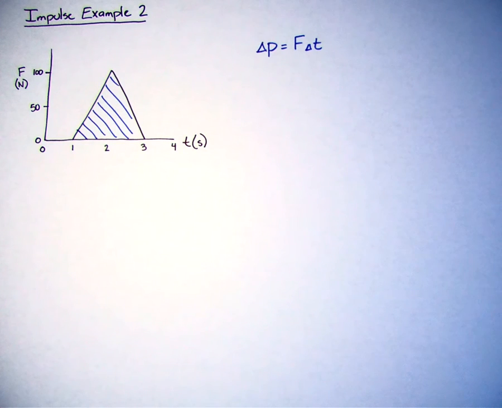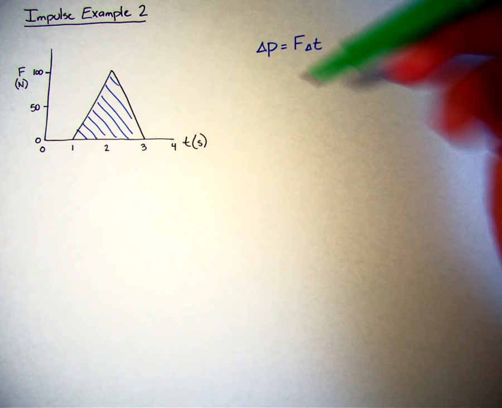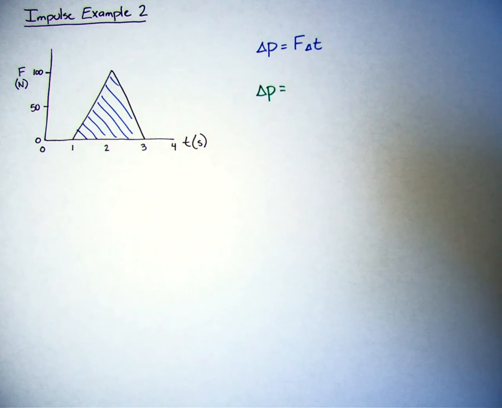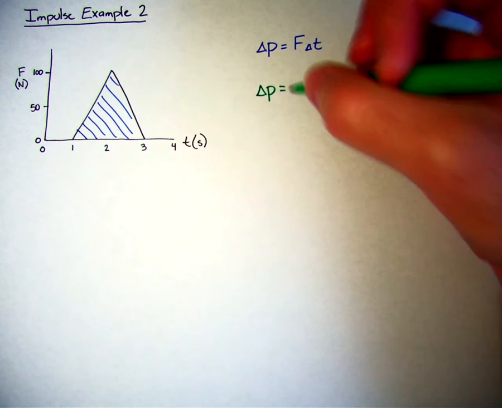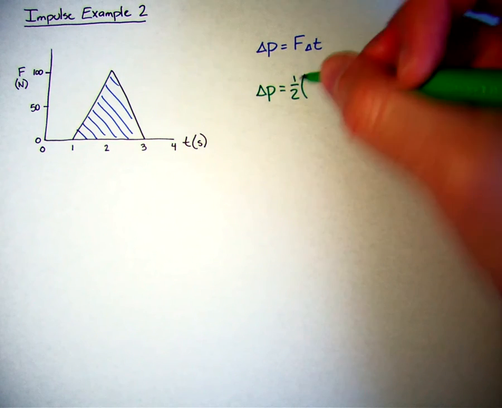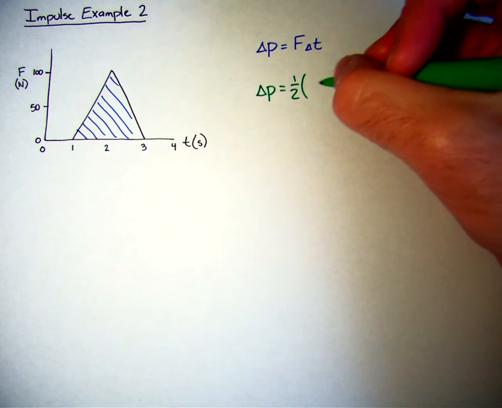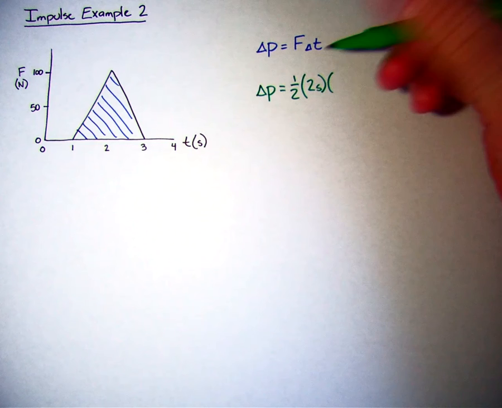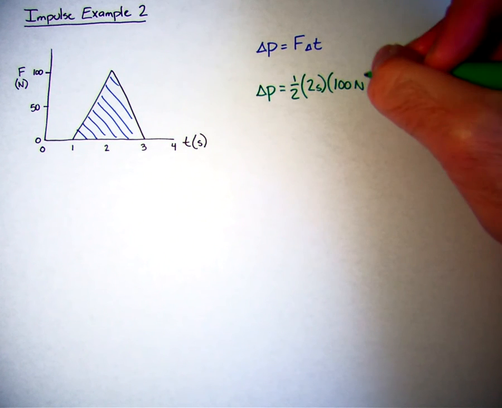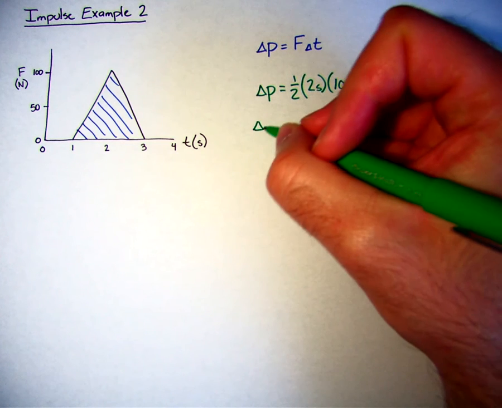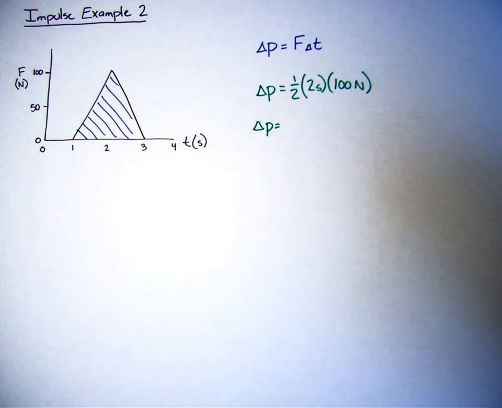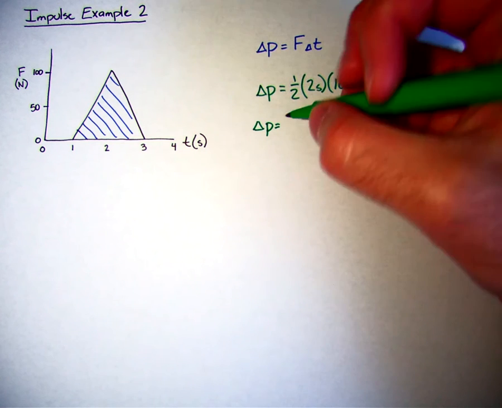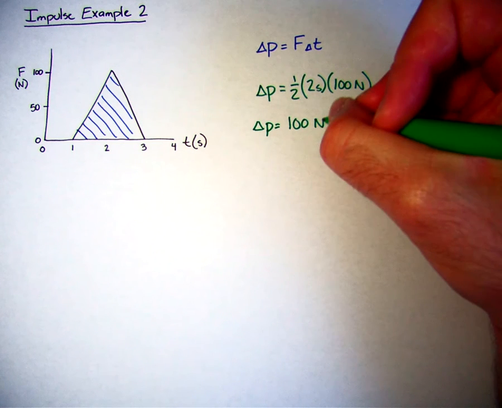And in this case, we have a triangle here. So if I wanted to find my change in momentum, or my impulse, I'm just going to find the area of my triangle, which is 1/2 times the base, so I have 2 seconds, times the height, which is going to be 100 newtons. So if I just wanted to find this, all I have to do is multiply it out. So 1/2 times 2 is 1 times 100. So it's just 100 Newton seconds.